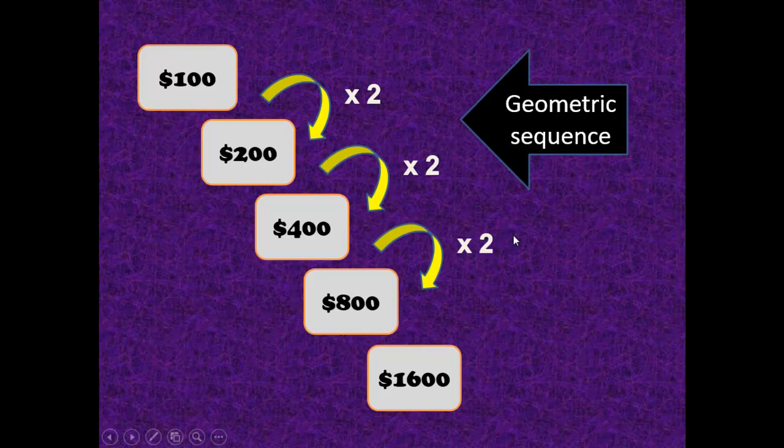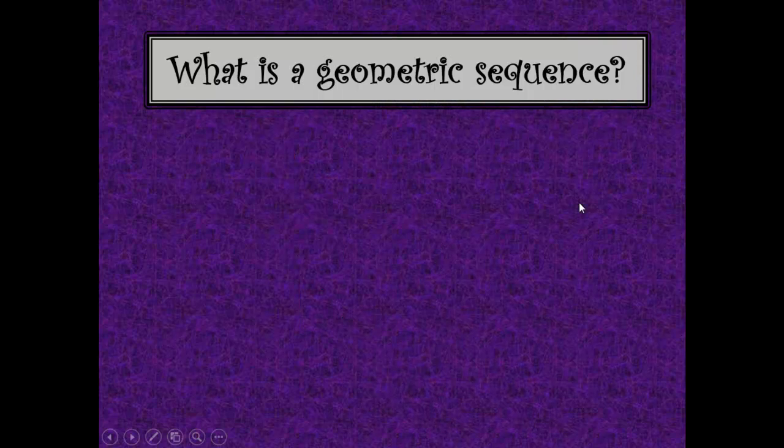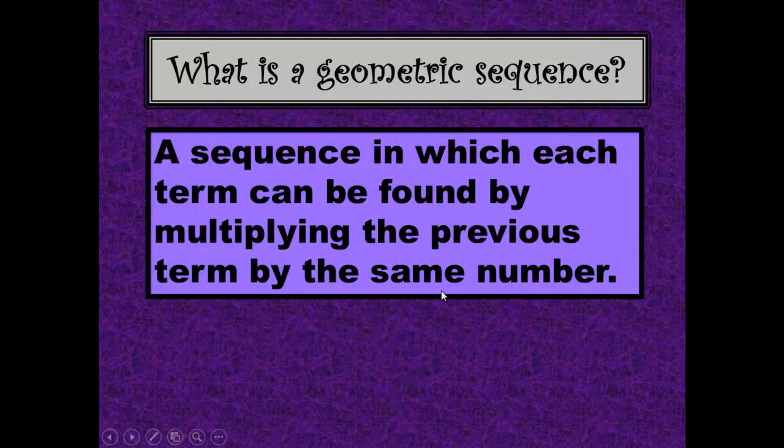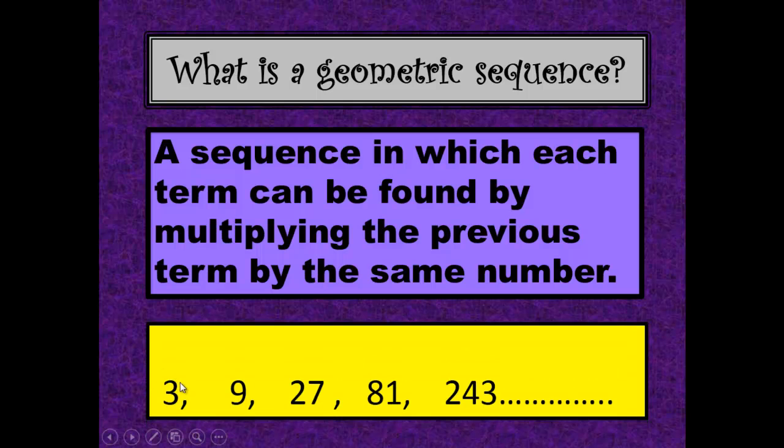It is a geometric sequence. Why? Because the next term is just multiplied by 2. So what is a geometric sequence? A sequence in which each term can be found by multiplying the previous term by the same number. For example, the sequence 3, 9, 27, 81, and 243.